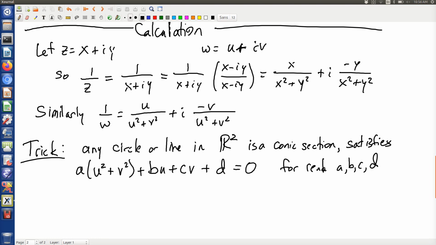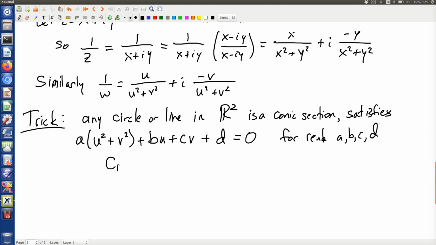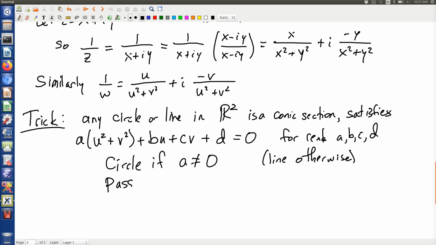That makes it either a circle. If I want a circle, I make A not zero. If I want a line, I make A equal to zero. If I want it to go through the origin, I make D equal to zero, and if I don't, I make D not equal to zero. So circle if A not equal to zero, line otherwise, and passing through w equal to zero if D is equal to zero. Okay, so that's kind of convenient.